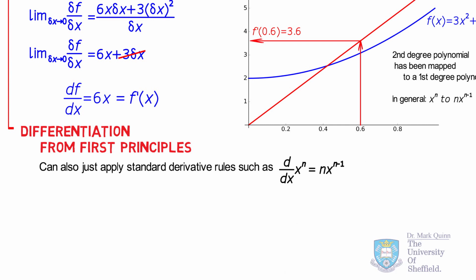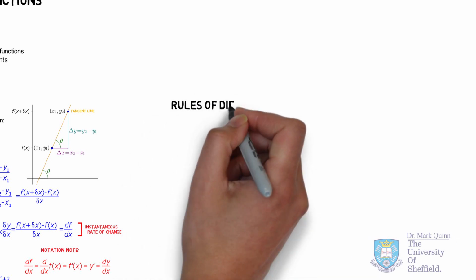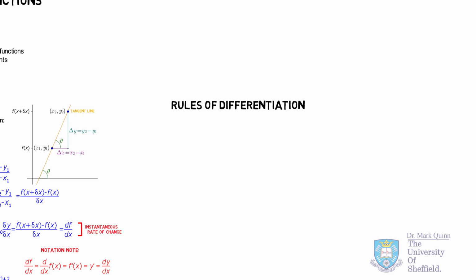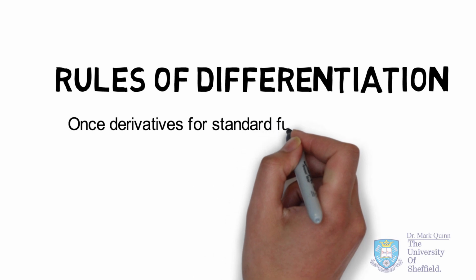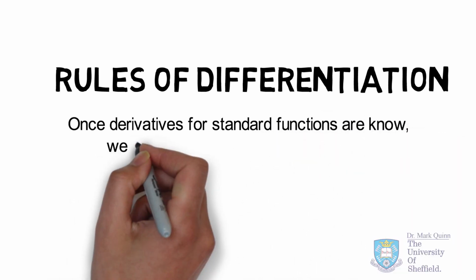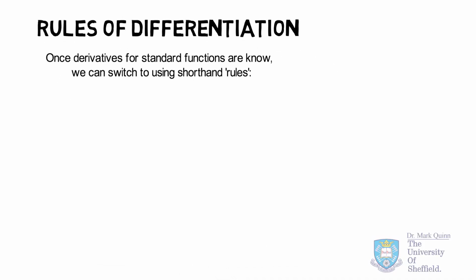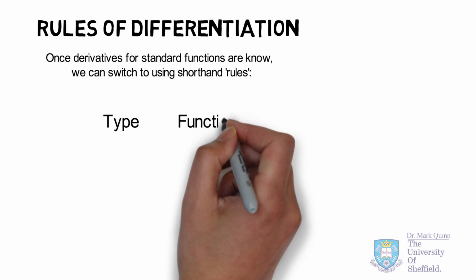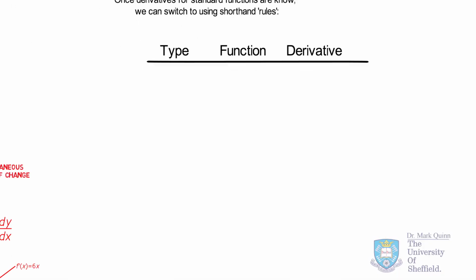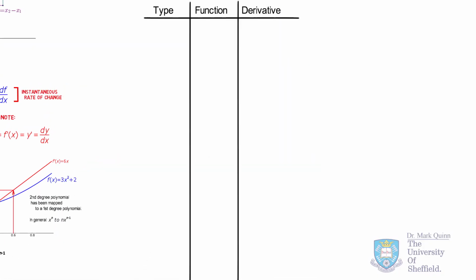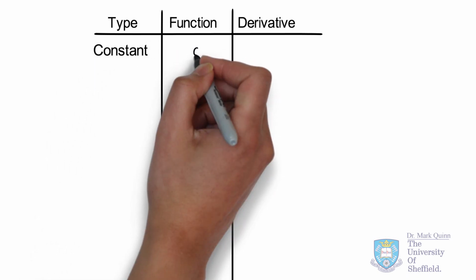Next, let's review these common rules of differentiation. Again, once we determine the derivatives for standard functions, we can adopt these shorthand rules such that we don't need to show the full differentiation by first principles method. Instead, we can adopt quicker shorthand methods by using common rules for common standard functions. The first type, of course, is the constant, and the rate of change of a constant is 0.